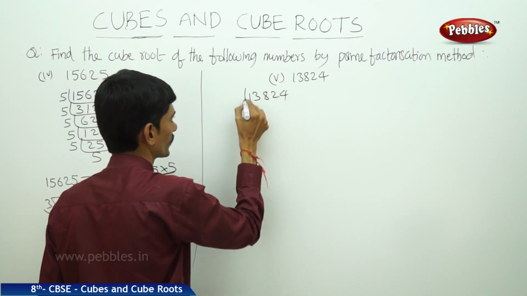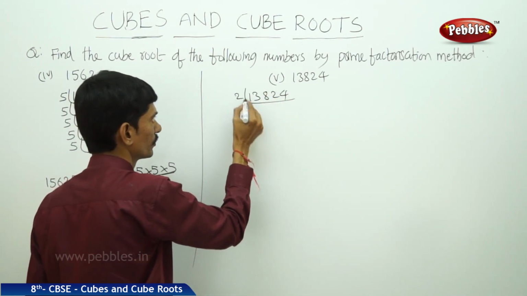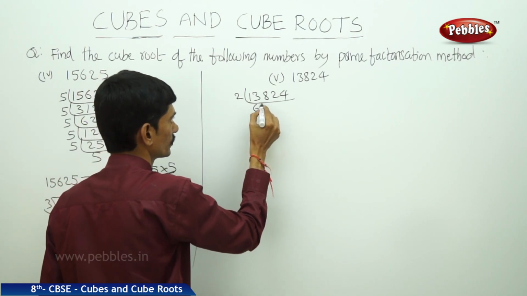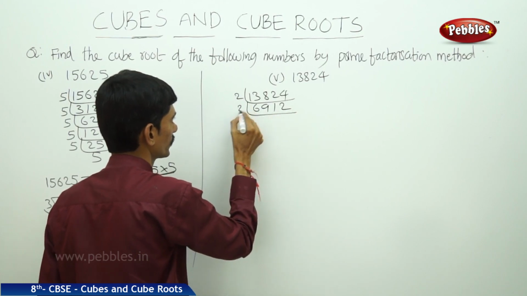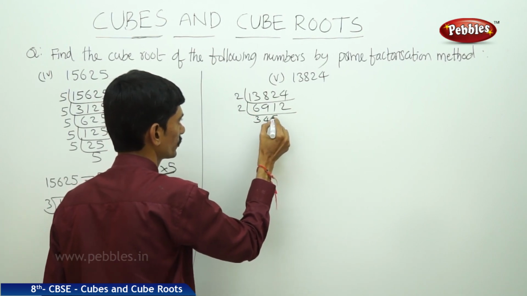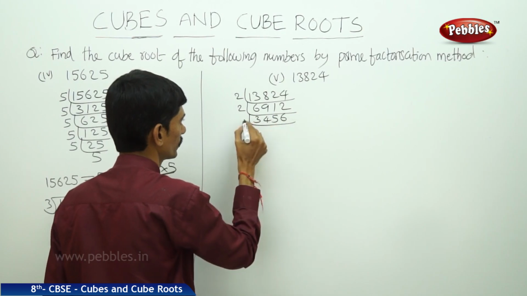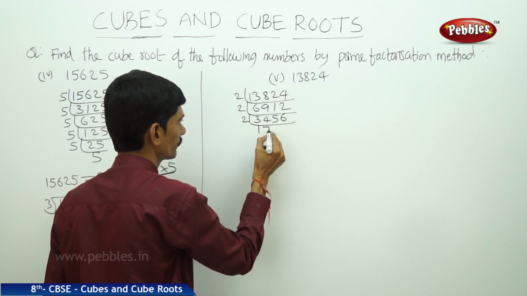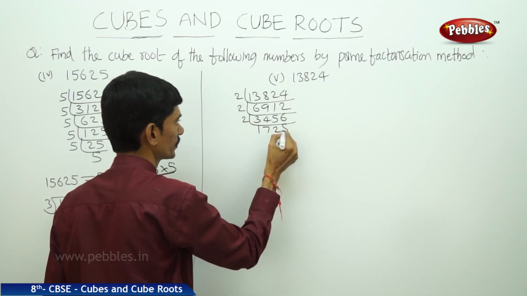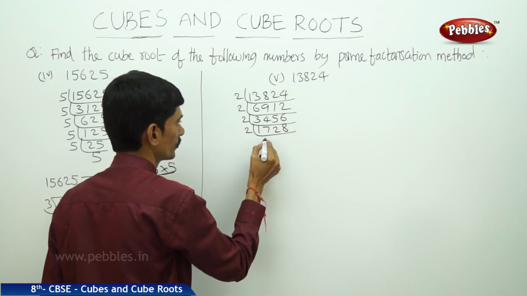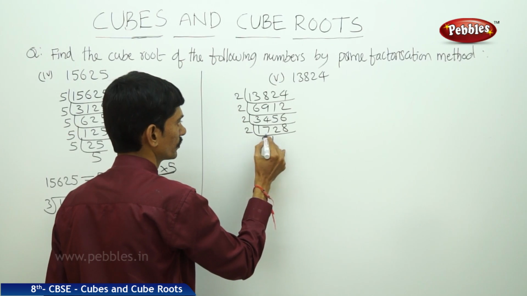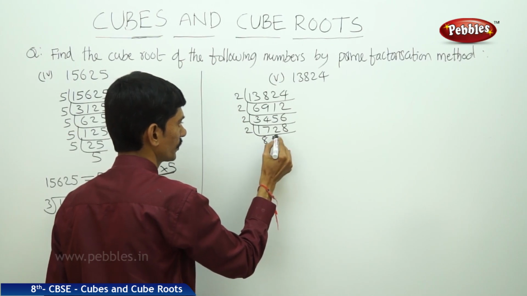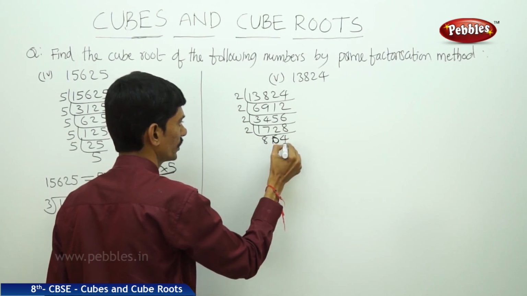13,824. We will do it with the 2 table. 2 6s are 12, 2 9s are 18, 2 1s are 2, 2 2s are 4. Next, 2 3s are 6, 2 4s are 8, 2 5s are 10, 2 6s are 12, 2 1s are 2, 2 7s are 14, 2 2s are 4, 2 8s are 16, 2 8s are 16, 2 1s are 2, 2 6s are 12, and 2 4s are 8.